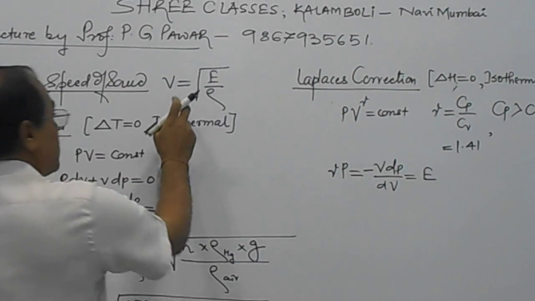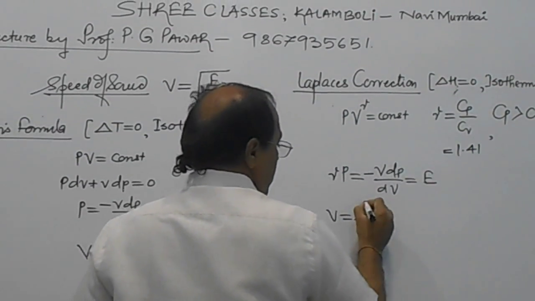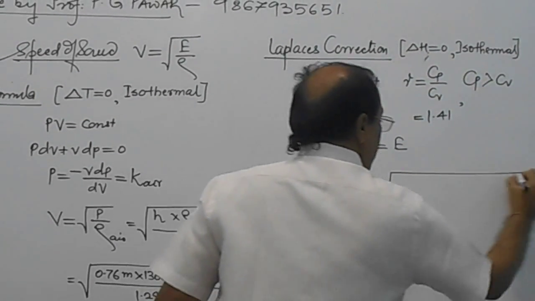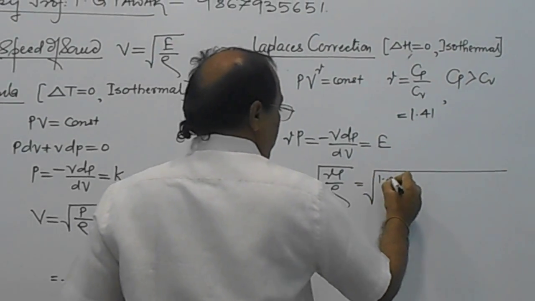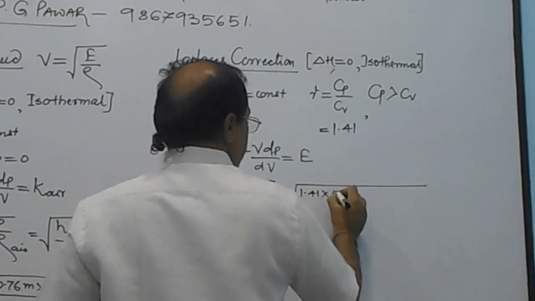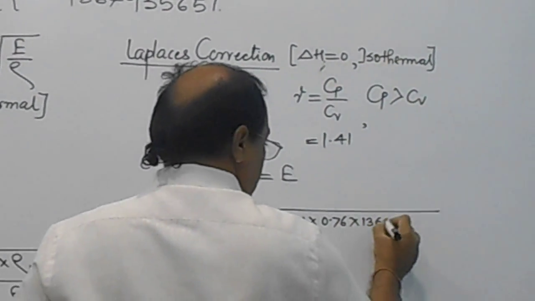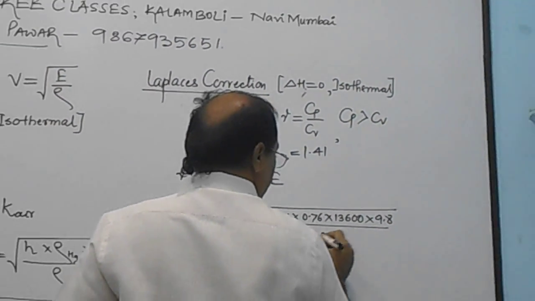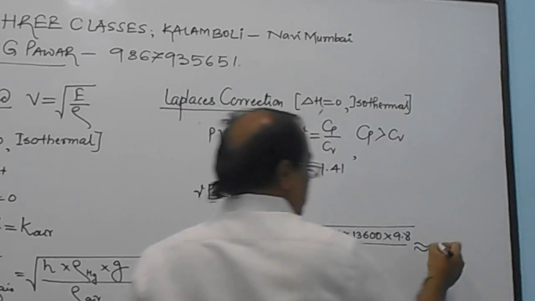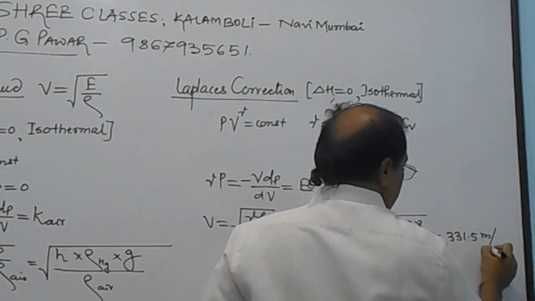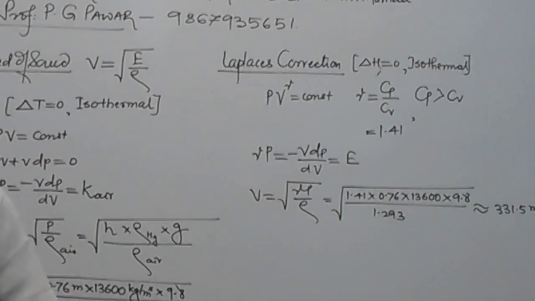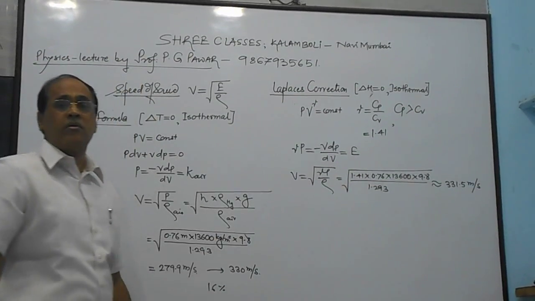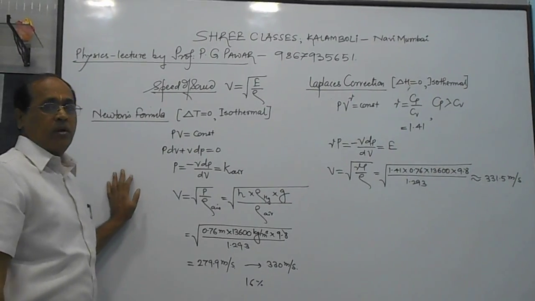Therefore, this equation becomes V equal to square root of γP upon ρ. On substituting these values, γ is 1.41 into h is 0.76 into 13600 into 9.8 divided by 1.293, and this value comes to 331.5 meter per second, and this gives exact agreement with the practical values. Therefore, Laplace's correction is more accurate than Newton's formula.